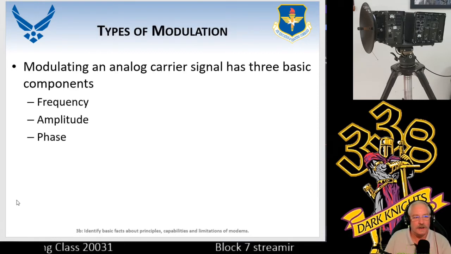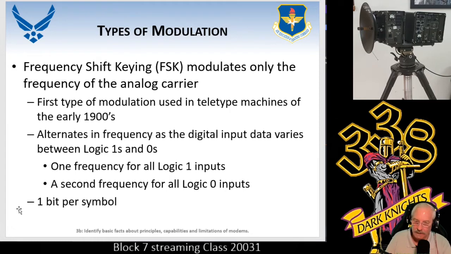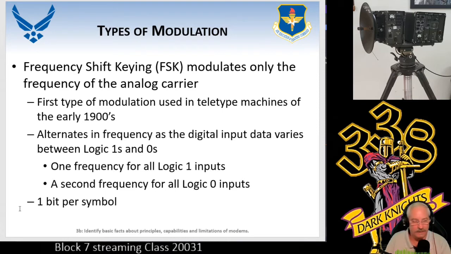We're going to look at types of modulation. We have frequency, amplitude, and phase. So let's take a look at frequency. The easiest way to describe frequency is the Morse code back in the day, or teletype, being able to distinguish what's ones and zeros. FM, I like to call it FM. It's 1 bit per symbol.